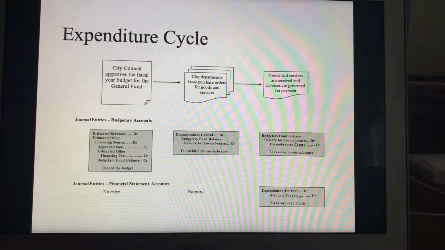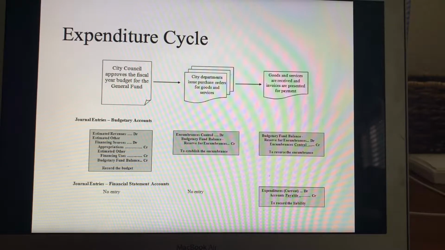So, journal entries for budgetary accounts: estimated revenue is going to be debited, or estimated other financing sources debited. Appropriations, credit. Estimated other financing uses, credited. Budgetary fund balance, credited. Remember from Accounting 200, debits always have to equal credits, and that's what that's showing right there. Encumbrances control, debit; budgetary fund balance reserved for encumbrances is credit, and that is to establish the encumbrance. The first one on the left right here, that one's to record the budget.